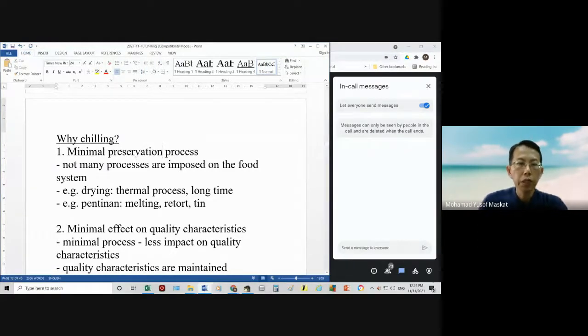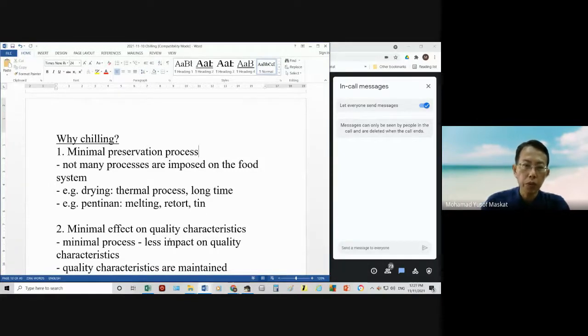Okay, it is a minimal preservation process. We just prepare the food and then we put it at low temperature, and the temperature doesn't change anything, or only minimal changes occur for the products.